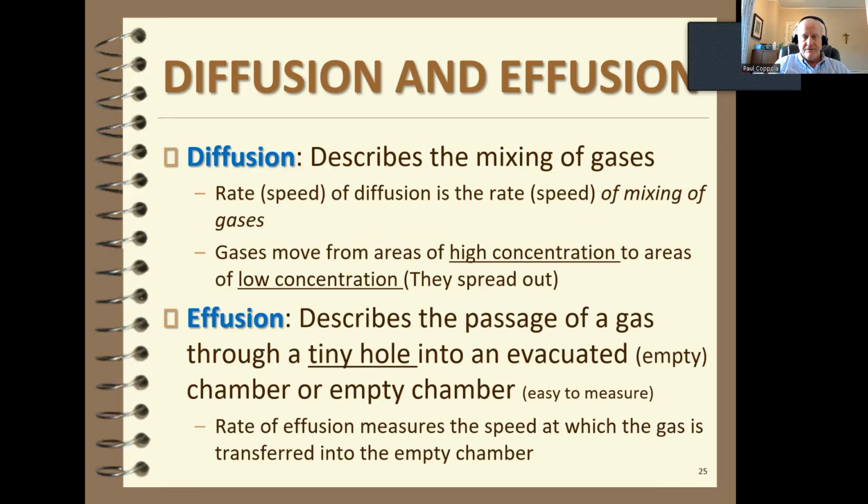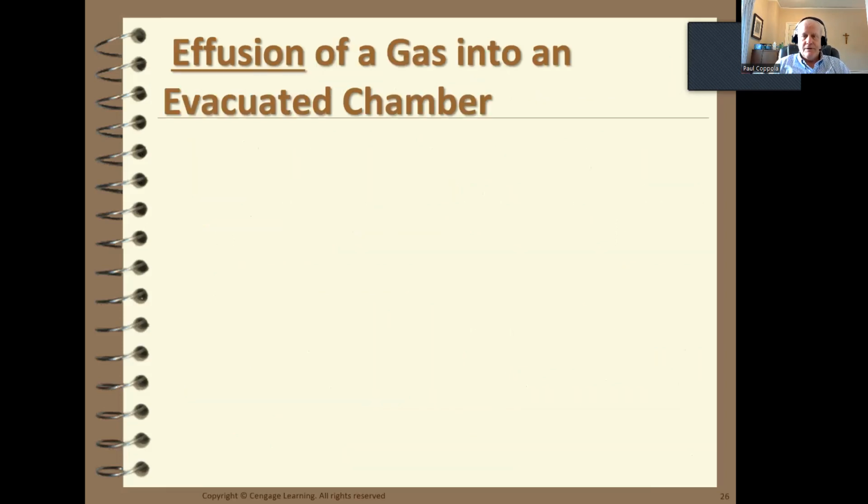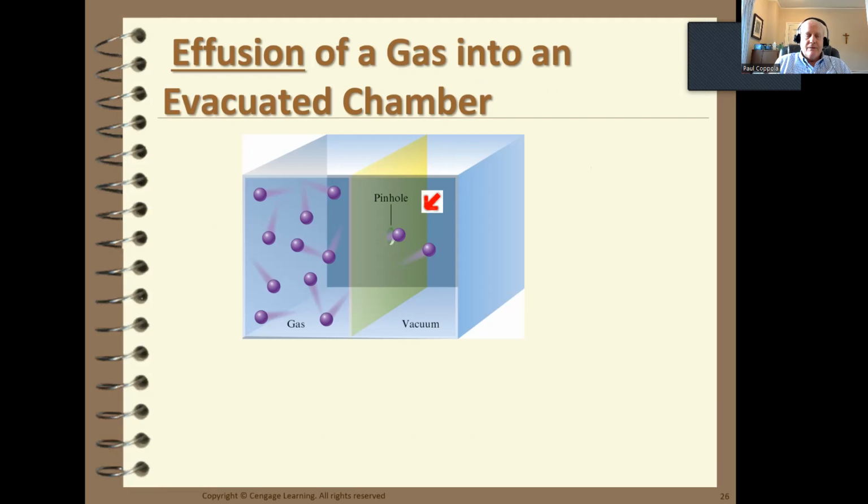25. Know the difference between diffusion and effusion. Diffusion, you know, is the mixing of gases, gases moving from a high concentration to a low concentration. Effusion, that funny word you've probably never heard before, just means passage of a gas through a tiny hole, as I show in this picture. The reason they came up with this is it's easier to measure the speed of gases by using this technique of effusion, just letting the gas move through a tiny pinhole. So that's called effusion.